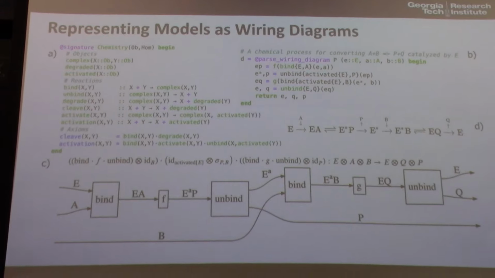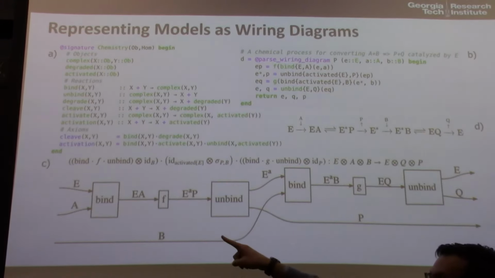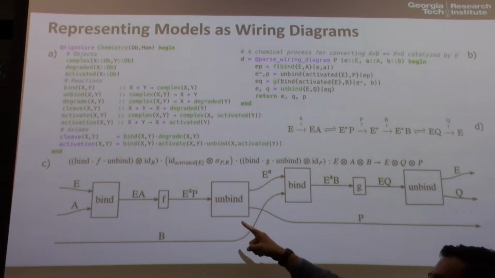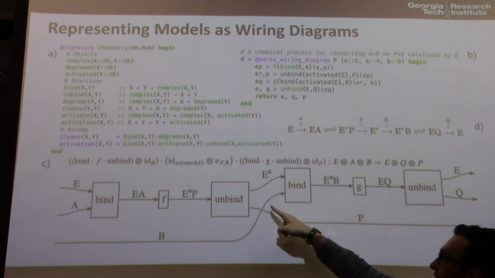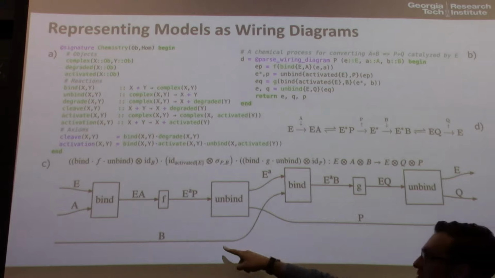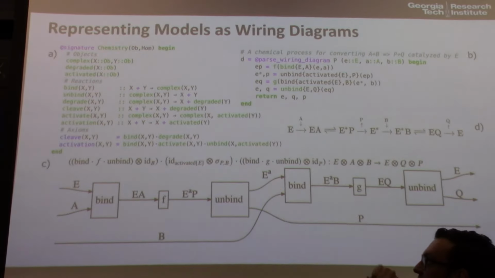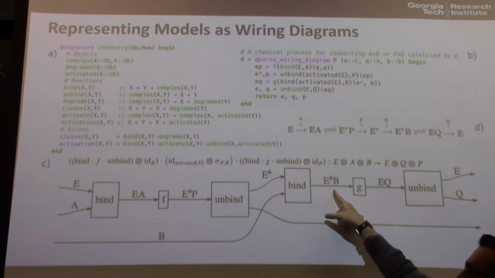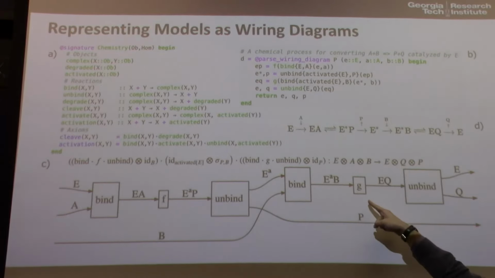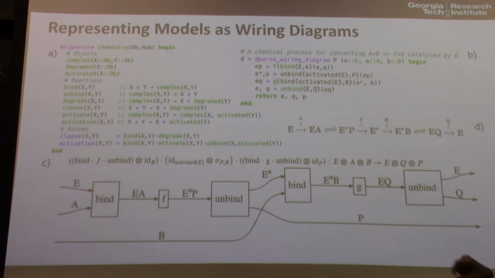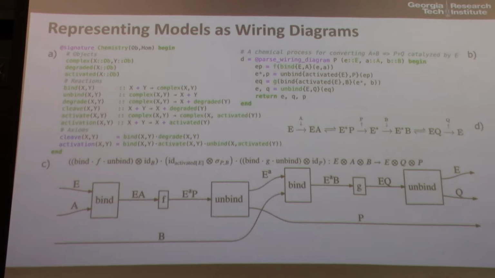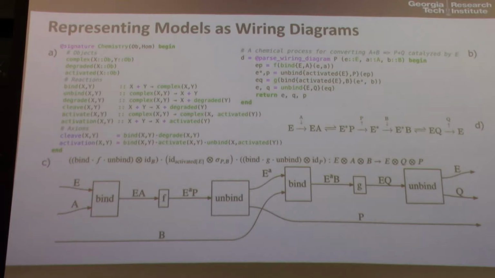And so that reaction that's described in that DSL is like you have an E and an A and they bind, and that gives you an EA complex. And then F happens, and you get an activated E and a P. Then unbinding happens, and you get the EA and the P comes out. And then a B comes over here, it binds to the activated E, you get the EAB complex. G happens, you get EQ, they unbind, you get E and Q. And so you can describe chemical reactions in this DSL.